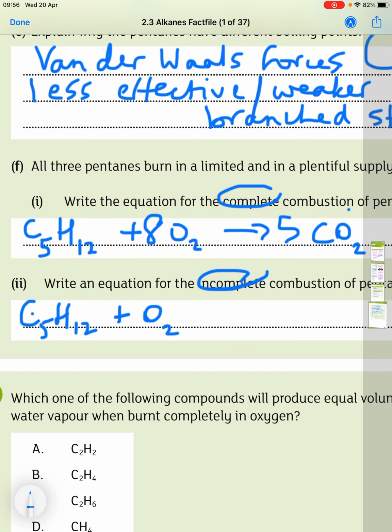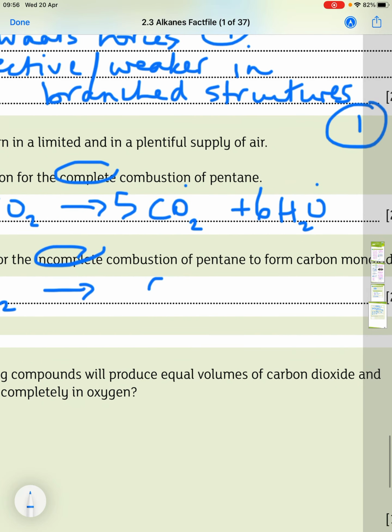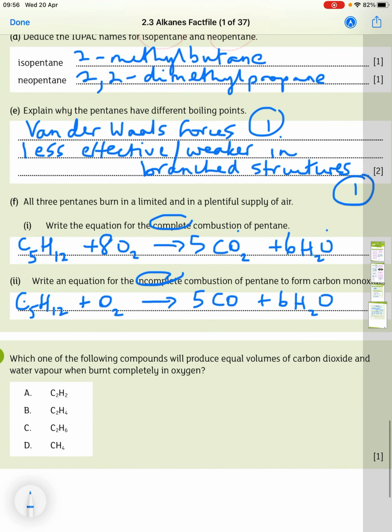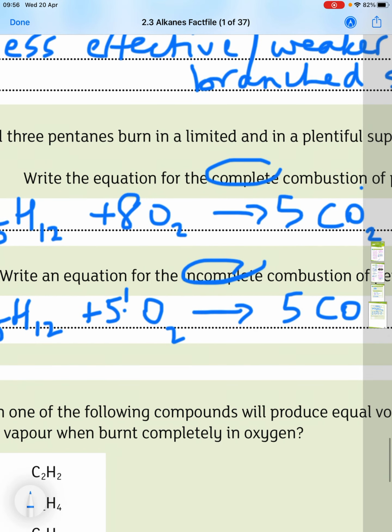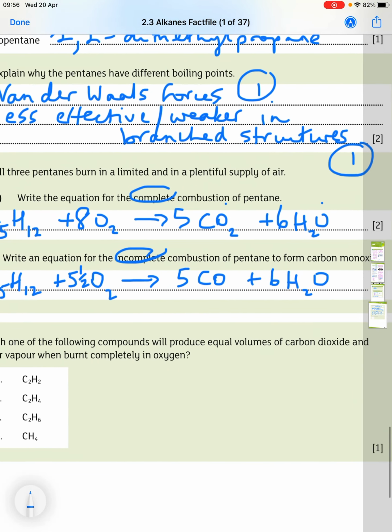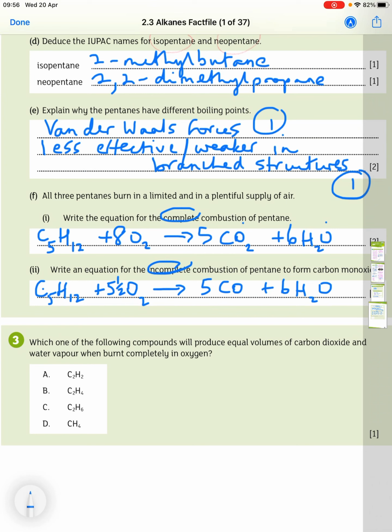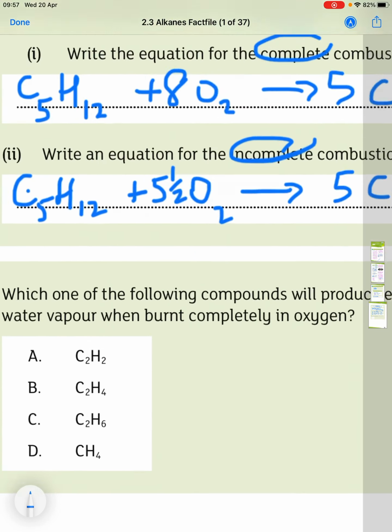And in the case of the incomplete combustion, again C5H12 plus O2, and that's giving us in this case CO and H2O. We know we're going to have 5 carbon monoxide and 6 water. So the question is, how many oxygens do we need? I've got 5 from the carbon monoxide and 6. That gives me a total of 11. If I divide that by 2, that's 5.5. And it's perfectly acceptable to use halves in these balanced equations.